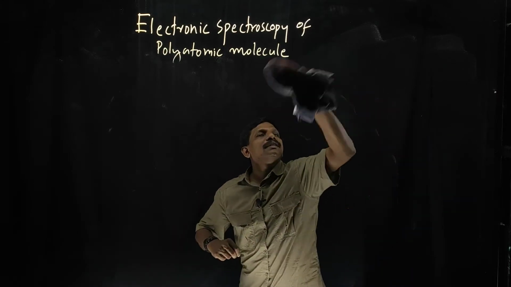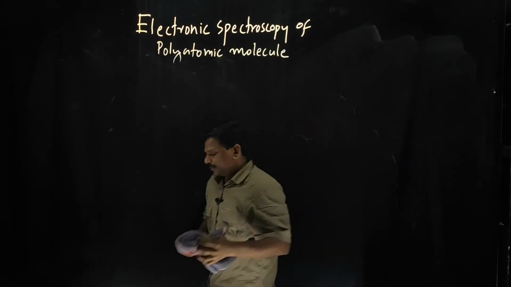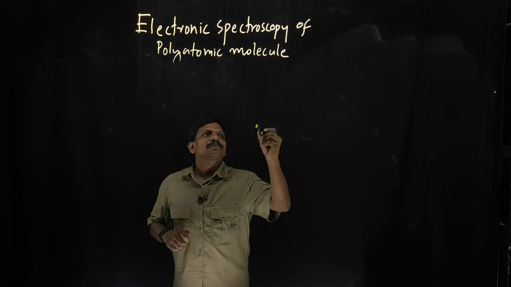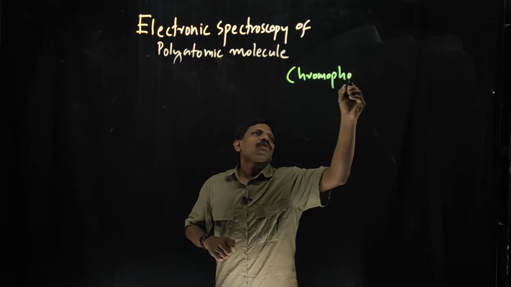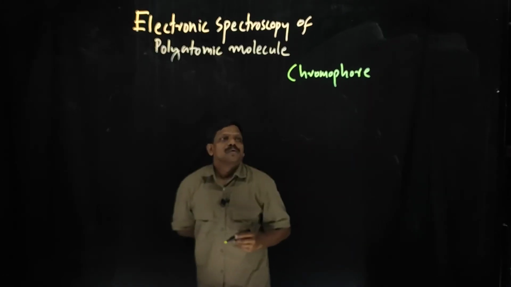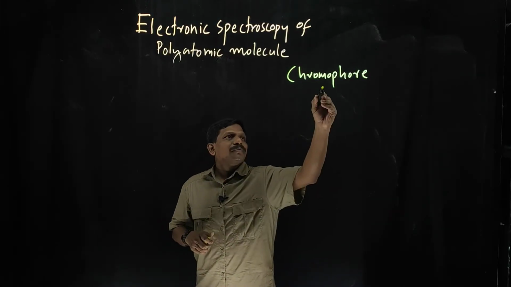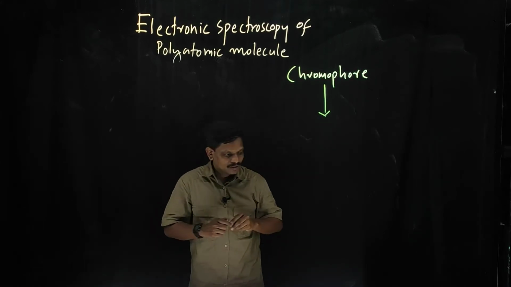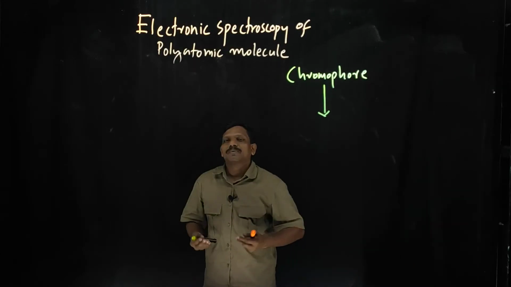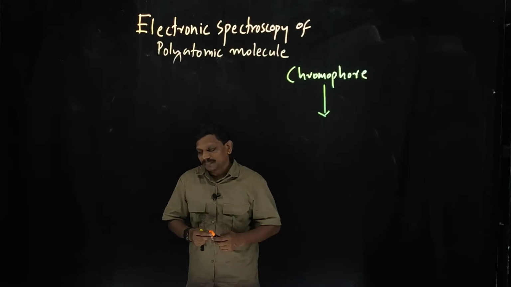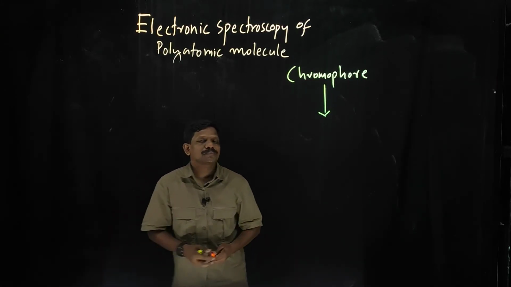I think you understand. These are very simple concepts. In a simple way, I am telling you what I mean by chromophore. So there are two terms. One is chromophore, and the other one is oxochrome. So what do you mean by a chromophore? Chromophores are the groups which are responsible for the light absorption in a molecule. There are certain groups which are responsible for the light absorption in a molecule.